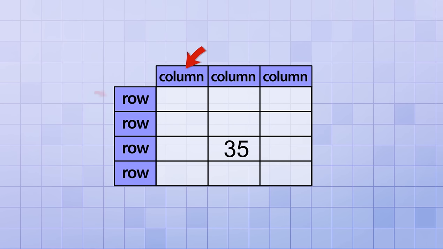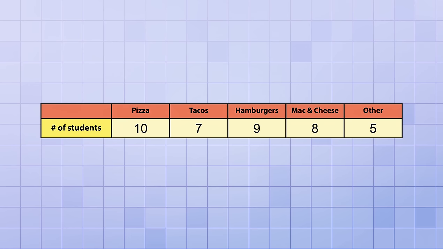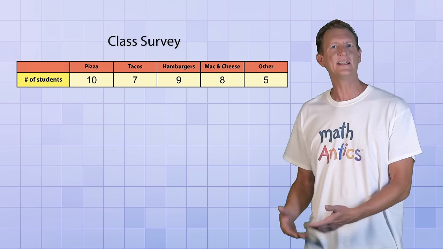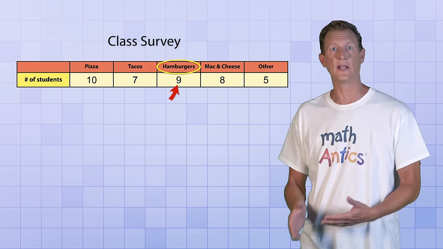For example, this data table shows the results of a class survey about students' favorite foods. It has five columns that are each labeled with a choice from the survey, like pizza or tacos. And it has a single row that's labeled number of students. These labels make it easy to tell what the numbers in the cells mean. For instance, this 9 is at the intersection of the column for hamburgers and the row for number of students. So we know that 9 students answered hamburgers in the survey.